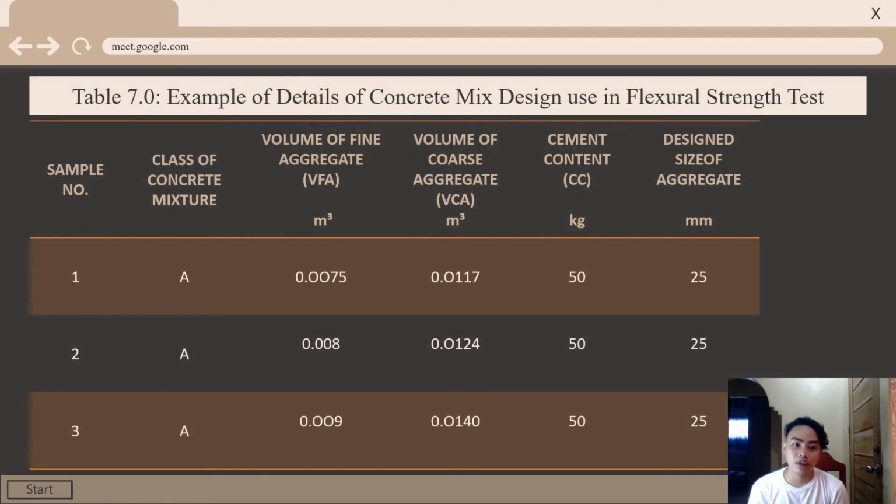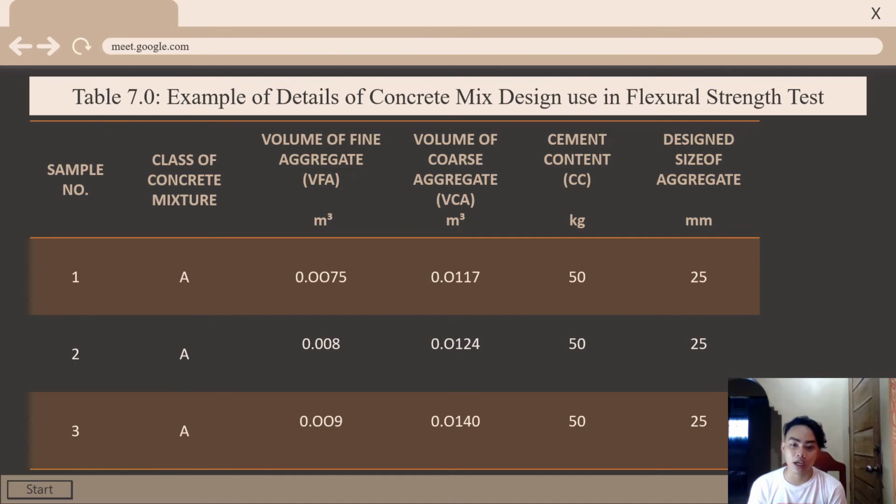Okay, so for Table 7.0, wherein we have examples of details of concrete mix design used in the flexural strength test, we have 3 samples here. For the class of concrete, we have selected a Class A concrete mixture. For the volume of fine aggregate, the formula is the cement content multiplied by 0.54 cubic meters, all over 360. So by using the data given on the table, we can calculate the volume of fine aggregate.